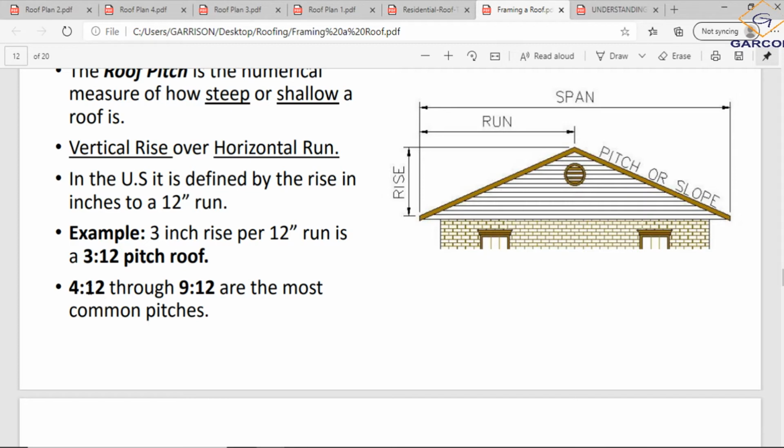So 4/12 is a quarter, and a quarter is 25 degrees, and then 3/4 would be 75. So between 25 degrees and 75 degrees is where roofs usually go. Usually not past 75 degrees.